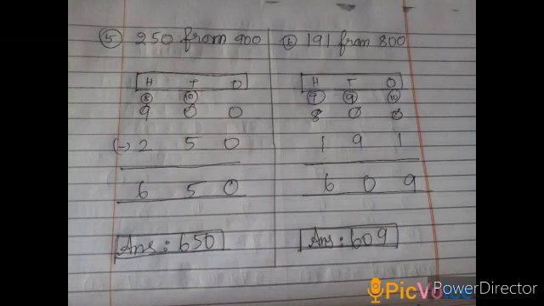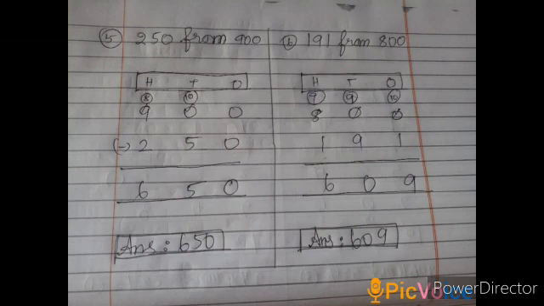191 from 800. Write the number 800 minus 191. Start from ones place number, 0 minus 1 not possible. Get the borrow from tens place. Here tens place also 0. So we need to get from the 100. In the 100 we have 8. So it becomes 7 and the tens place number becomes 10 now. From that 10 we took 1 for the ones place. So it becomes 9. The ones place number becomes 10.